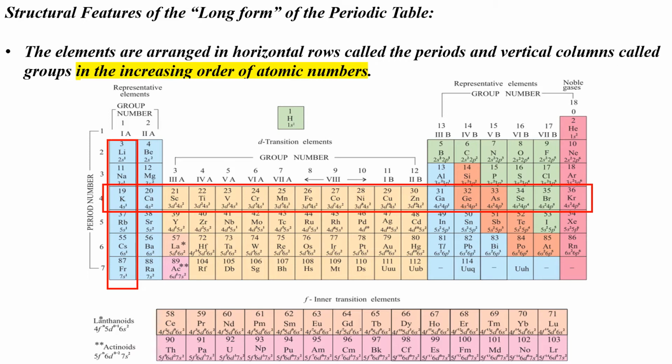Look at the second period. Lithium, beryllium, boron, carbon, nitrogen, oxygen, fluorine. Look at their atomic numbers. Lithium is 3, beryllium, the atomic number is 4, the atomic number of boron is 5, the atomic number of carbon is 6. So elements in a period are also arranged in the increasing order of their atomic numbers.